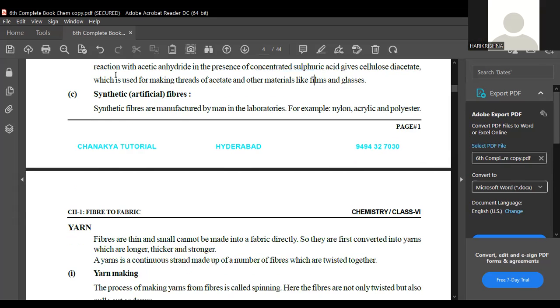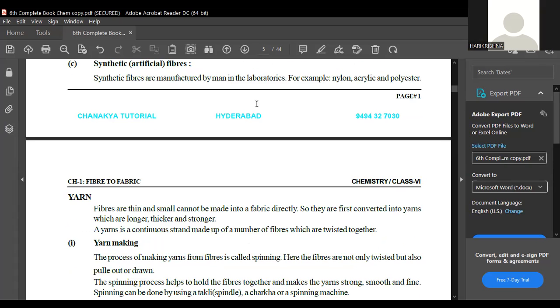Next, artificial fibers or synthetic fibers, which are prepared directly from chemicals only, without using any natural fibers. Examples are nylon, acrylic, polyester. There is rayon, a semi-synthetic fiber, sir. Rayon is a semi-synthetic fiber. We are adding the chemicals to the cellulose, right? Yeah, sir. It is a semi-synthetic fiber. Okay.